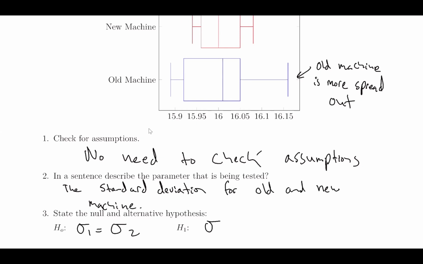The alternate hypothesis, that one might be a little bit trickier. So which machine do we think should have the smaller standard deviation? Machine number 1, which is the new machine, or machine number 2, which is the old machine? Yeah, so we think the new machine should have a smaller standard deviation, so we should put less than. Everybody good on less than? Sweet.